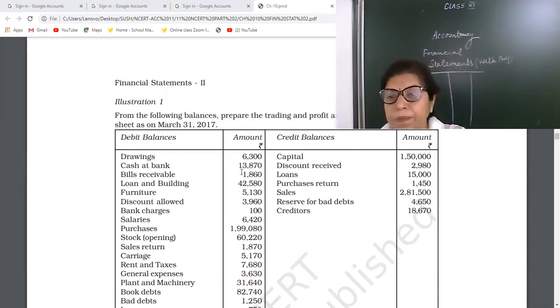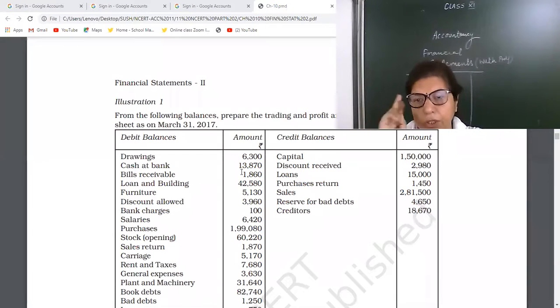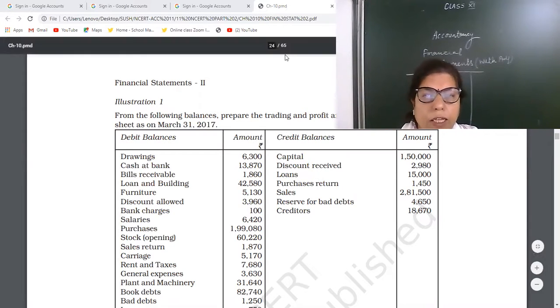Now furniture, okay, what will be the amount of furniture here? 5130. Where to show it? Two questions you have to keep in mind. Where to show? Asset side of balance sheet. Then discount allowed, P&L debit, good. Bank charges, P&L debit. Two things you have to keep in mind: which account, which side. Okay, which financial statement and which side.